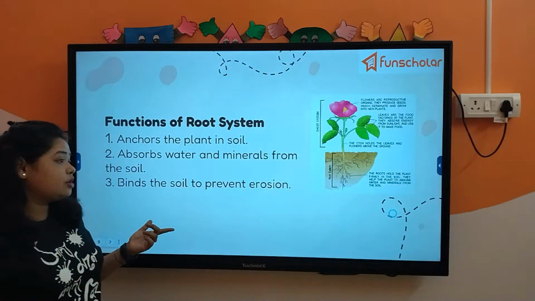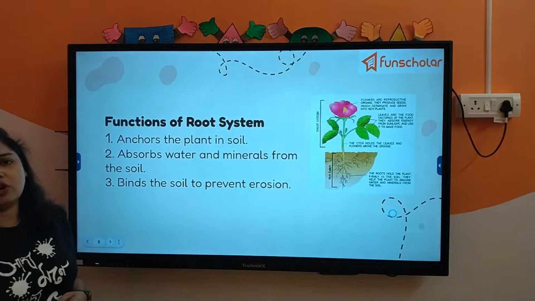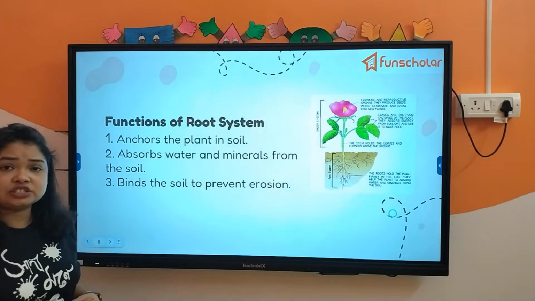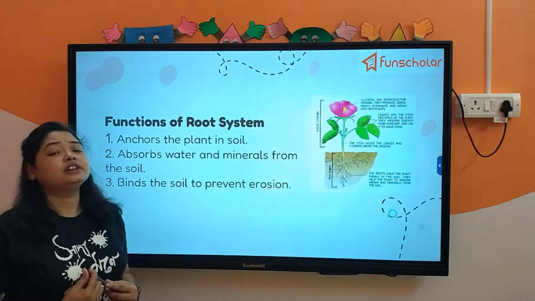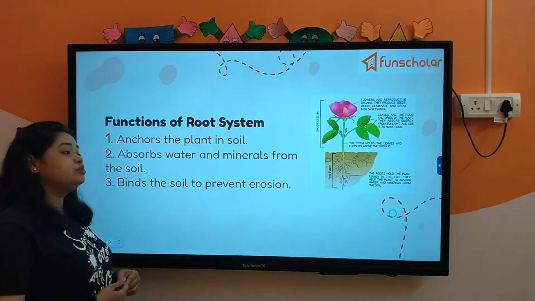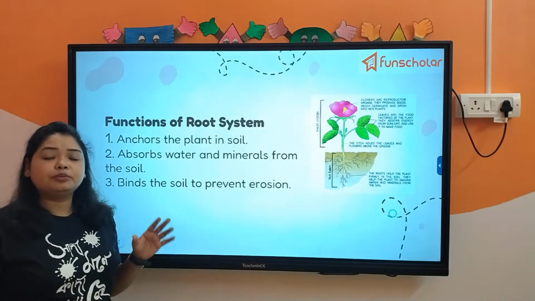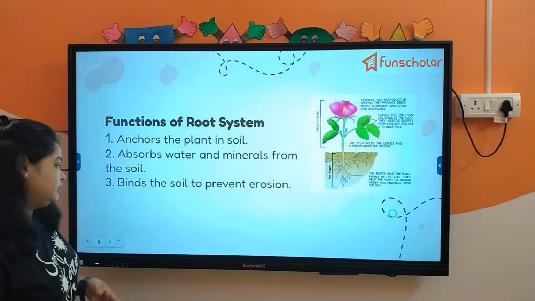And in the absence of the roots, in case of deforestation or when the roots are uprooted due to any heavy storm, soil erosion is also followed by that incident. Moreover, as you have also watched in the video, the roots also sometimes store food for the plants.